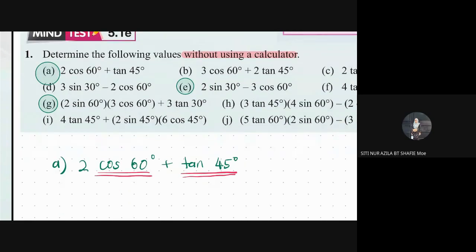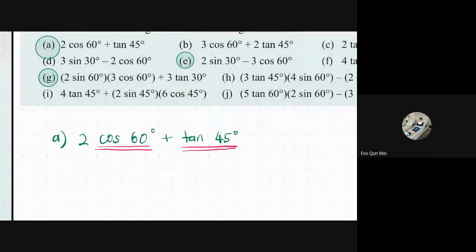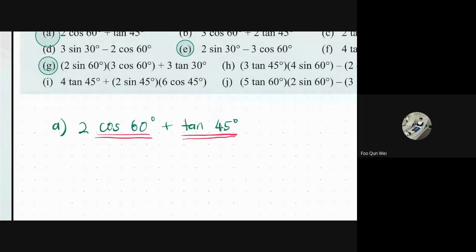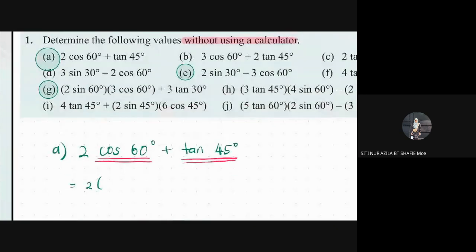Let's answer question A first. We start with the simple one first. 2 cos 60, I just look at it and I understand already. But actually there is no need to memorize. Just understand the triangle. An equilateral triangle has 3 sides and 60 degree angles, and 45 comes from an isosceles triangle.